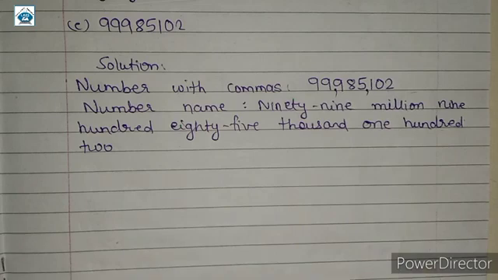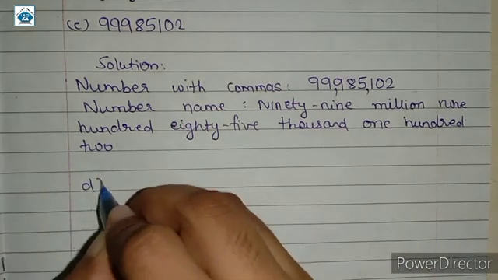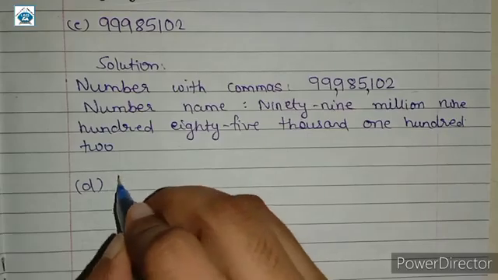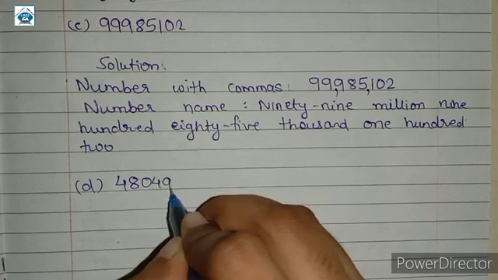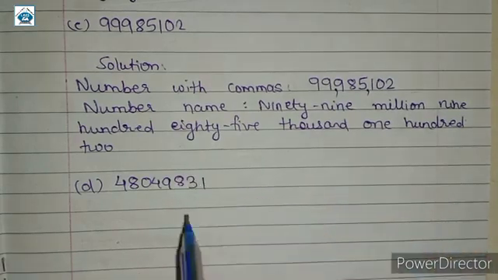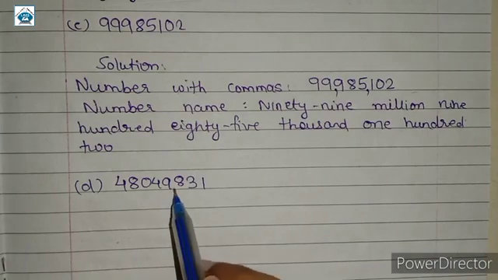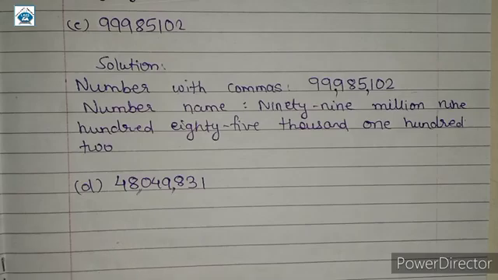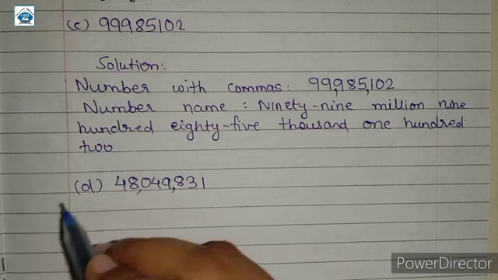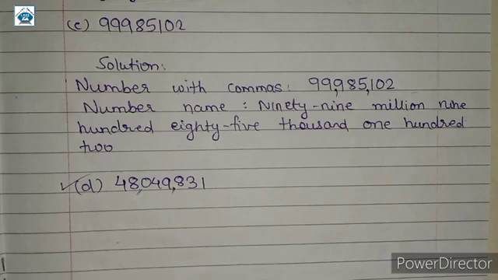After completing the first 3 parts, we are left with one more part, part D, and here the number given to us is 48049831. You need to write the number with commas. So like this you will have a number with commas, and as you can see here the number name can be easily figured out. This is 48,049,831. So you need to write the number with commas and number name properly on your own and write the proper solution in your notebook.